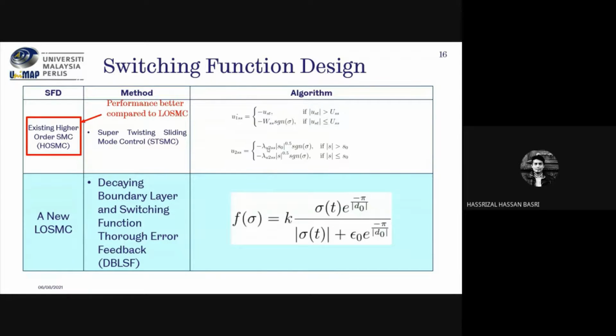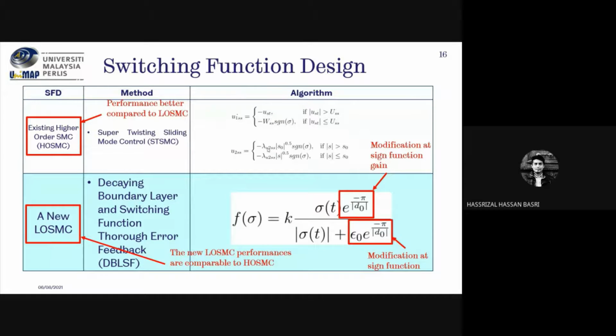Finally, after doing this research, I propose a new elimination technique during my study. I propose the decaying boundary layer and switching function through error feedback. Instead of choosing one by one, I focus on the low order sliding mode control, and I do the modification at the signum function gain, and also at the signum function. I take both in order to eliminate the chattering. At the end, I found that the performance of my proposed method, the new SMC, is comparable to the higher order SMC. So this is my method.